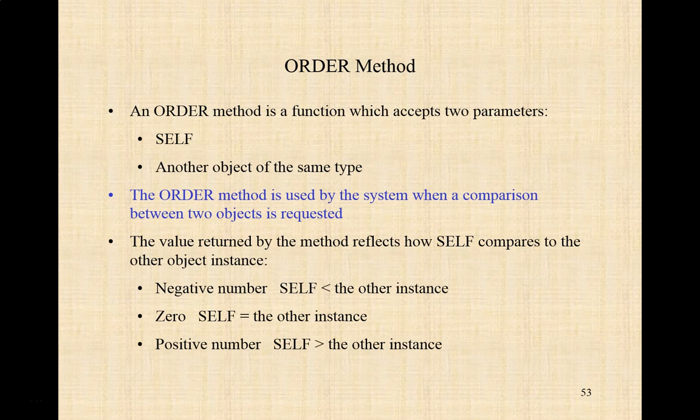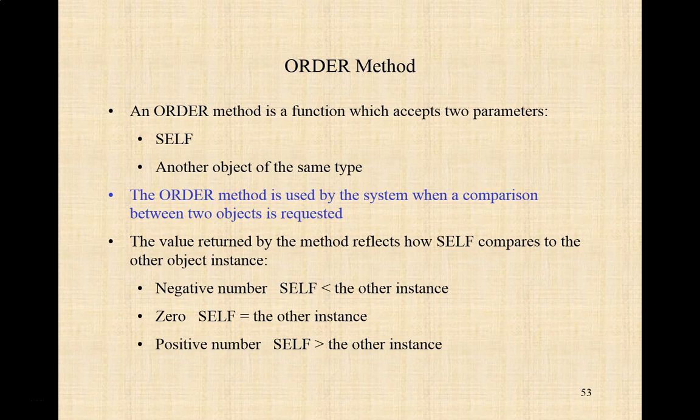The other type of comparison method is an order method. An order method makes a direct one-to-one comparison between two objects. For this reason, an order method has two parameters. The first parameter is self, the invoking object. The second parameter identifies the second object to be compared directly against the invoking object. The order method is used by the system when a comparison between two objects is requested.